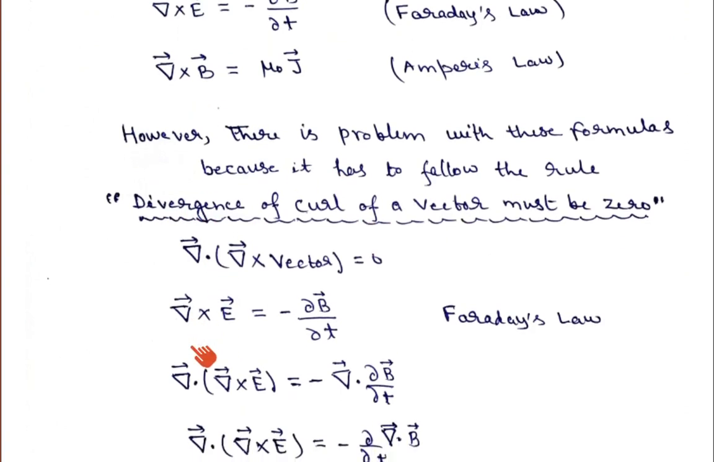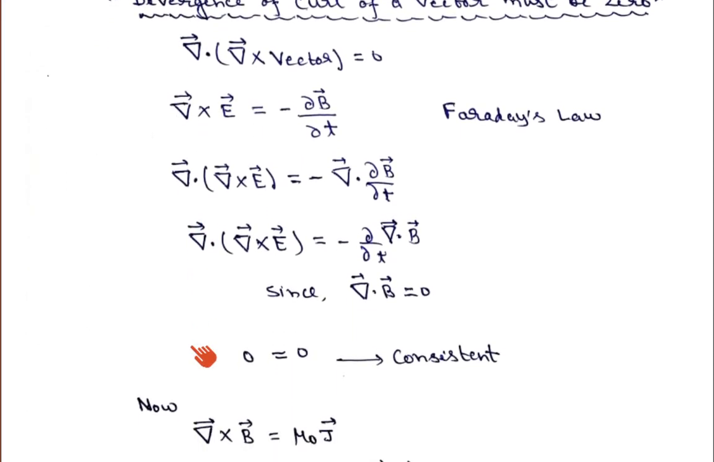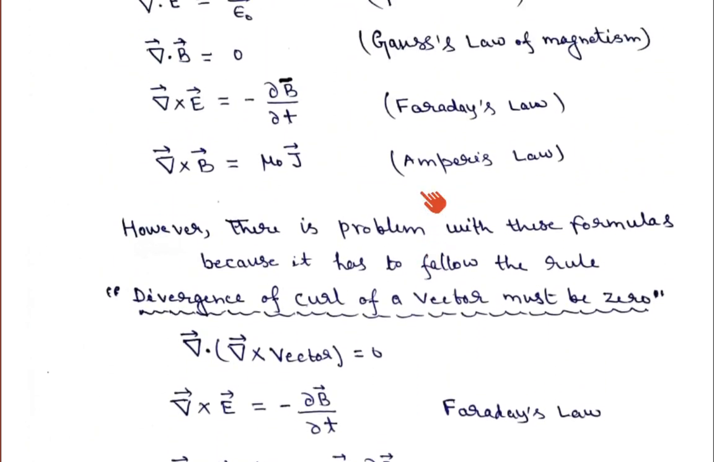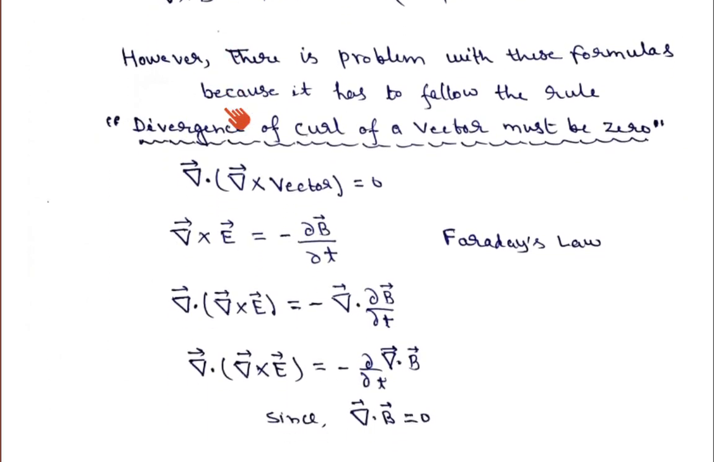So if you take the divergence of the curl of E, it is equal to, I have taken minus, divergence of del B upon del T. So we can write del dot del cross E is equal to minus del upon del T, divergence of B. And previously we have seen that this divergence of B is always equal to 0, that is Gauss's law of magnetism.